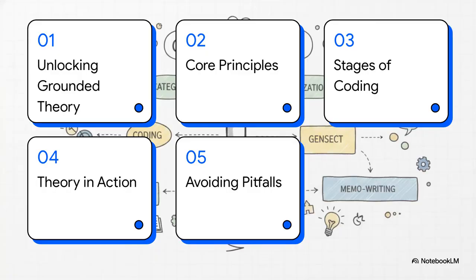Here is our quick roadmap. First, unlocking grounded theory. Second, core principles and major schools. Third, the 3 stages of coding. Fourth, theory in action, an example. And finally, avoiding the common pitfalls.